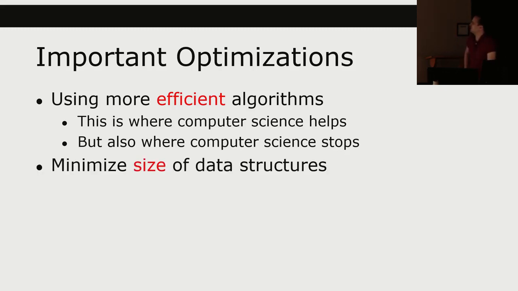So another thing you can do is minimize the size of your data structures, right? Sometimes, if you're passing around billions of 64-bit integers to store an integer that will never be bigger than 10, why not use a char, right? Why not pass around 8 times less data? Maybe that will help speed things up. Maybe it won't help speed things up.